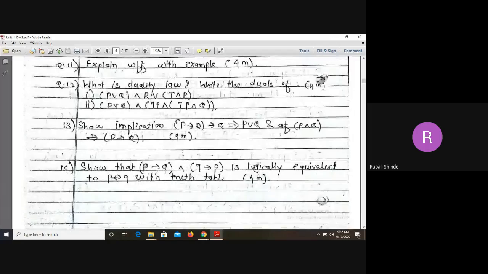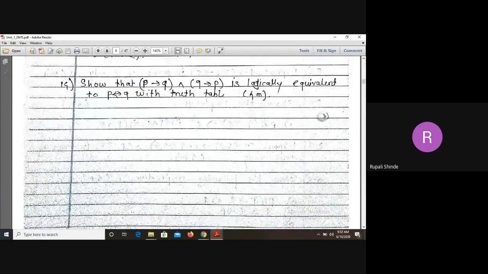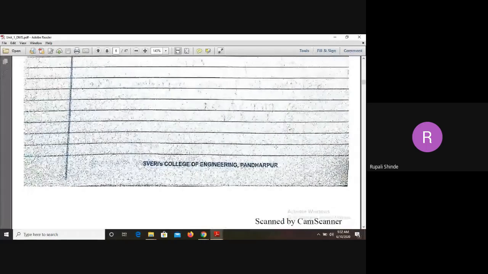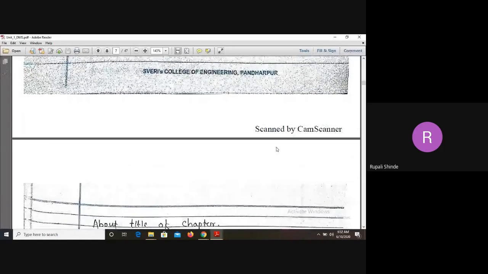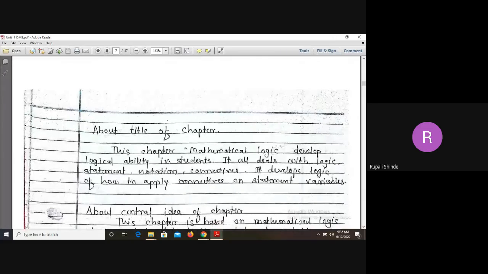So our subject is theory with examples. Nearly 50% weightage is given to theory and nearly 50% weightage is given to examples. So now the next point we have to discuss is the title of the chapter. So why is the title of this chapter given as mathematical logic?